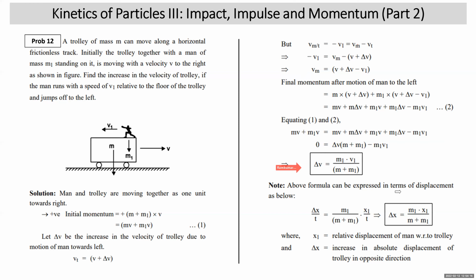The above formula can be expressed in terms of displacement also. So delta v can be written as delta x upon t, m1 upon m plus m1, and v1 can be written as x1 upon t. T gets cancelled, and you get the new formula: delta x is m1 x1 upon m plus m1, where m1 is the mass of the man, m is the mass of the trolley, x1 is the relative displacement of the man with respect to the trolley, and delta x is the increase in the absolute displacement of the trolley in the opposite direction. So we can use this formula directly if the weightage of the problem is less. If the weightage of the problem is more, this formula should be derived in the examination.